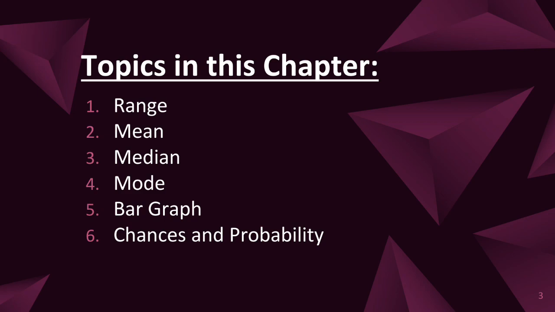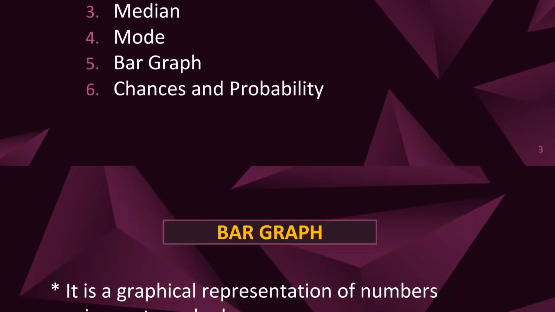Next one is mode. It is a repeating number in your data. That is, which one is occurring more number of times. Next heading is bar graph. I think you have already studied bar graph, pictograph, and pie chart in your 6th standard. Now we are moving to bar graph.